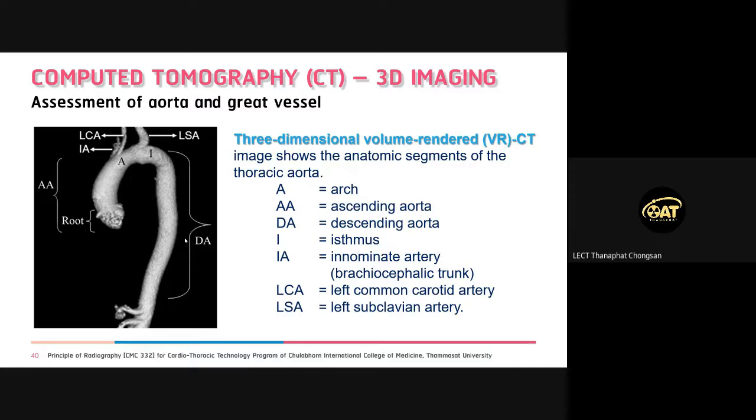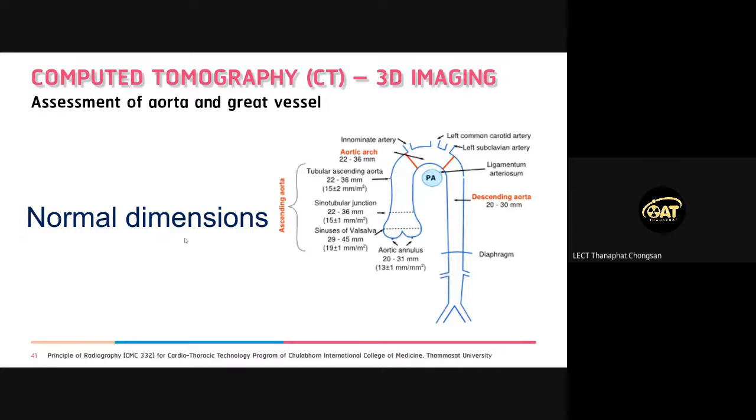For measurement or assessment of aorta and great vessel diameter or size, this is a normal dimension of the aorta and great vessel. Everyone can see some parts of the aorta and the normal diameter of that part. An example is the arch of the aorta. The normal diameter of the arch of the aorta can be measured at around 22 to 36 millimeters from a CT scan image.